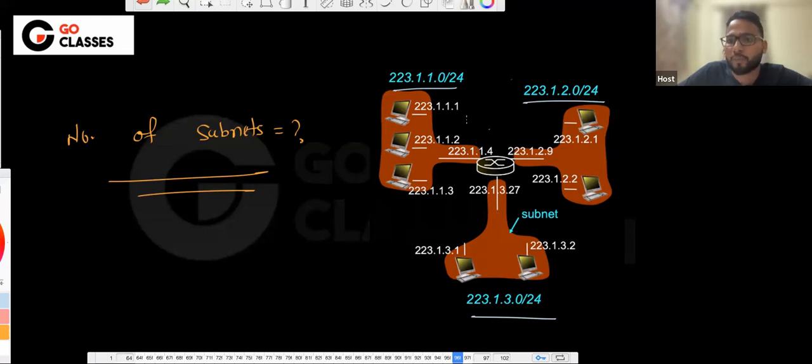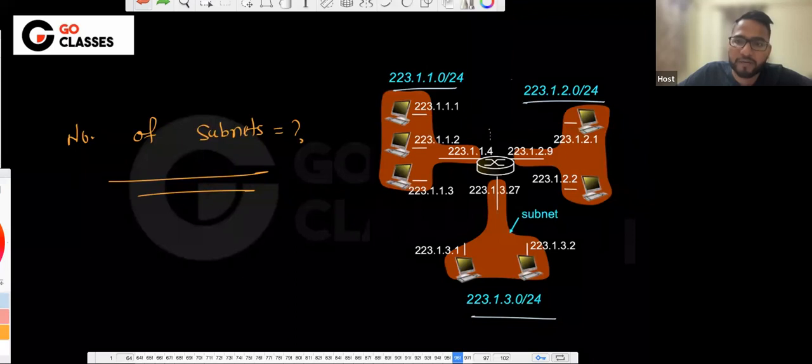Generally they give .1, I mean, just the next ID apart from the network ID, but as I said, you can give any one. So they have given this one, and then this is again a network ID, and again an interface ID. So these are the 3 interface IDs, and these are the three subnets. So how to identify subnets? Whatever number of links a router has, the number of interfaces in the router is the number of subnets.